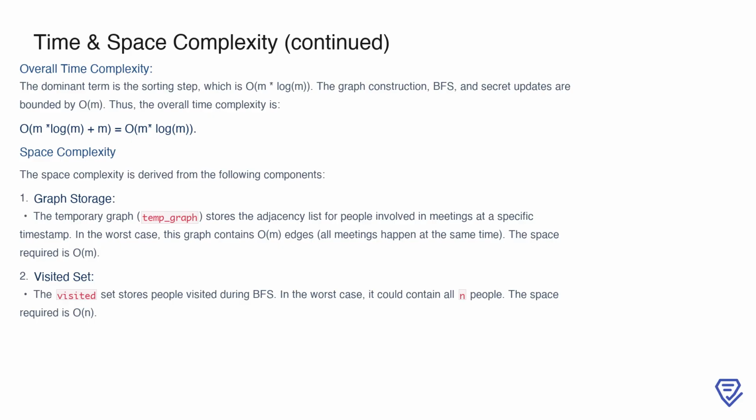Now, moving on to space complexity, we identify the main contributors. The first is graph storage. The temporary graph, temp_graph, holds the adjacency list for people involved in meetings at a specific timestamp. In the worst case, this graph contains m edges, assuming all meetings occur simultaneously. Hence, the space required for graph storage is m. Additionally, we maintain a visited set during BFS to track the nodes we've processed. In the worst case, this set contains all n people, requiring n space.